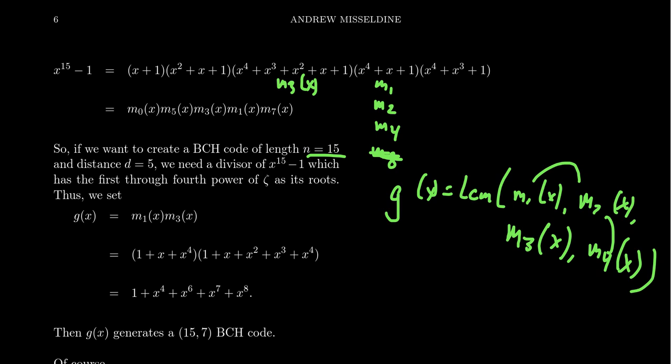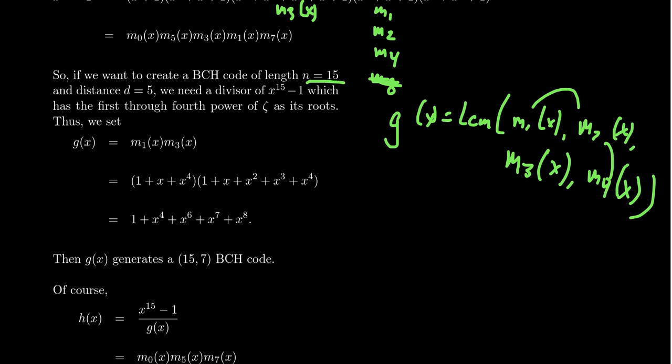So for the BCH code of distance 5, we have to look at the product of M1 and M3, which is going to give us 1 plus x plus x to the 4th times 1 plus x plus x squared plus x cubed plus x to the 4th. And when you multiply those out, again working mod 2, this will simplify to be 1 plus x to the 4th plus x to the 6th plus x to the 7th plus x to the 8th, like so. And so then this g generates a BCH code, a 15-7 block code, right?